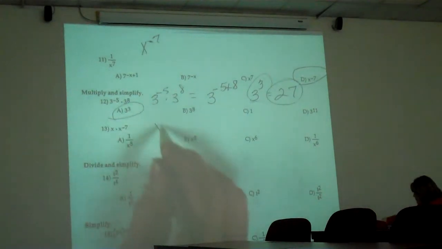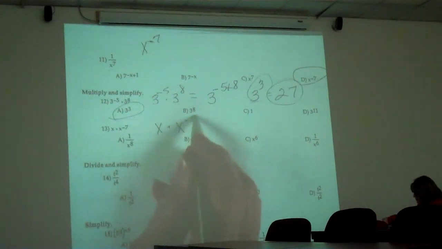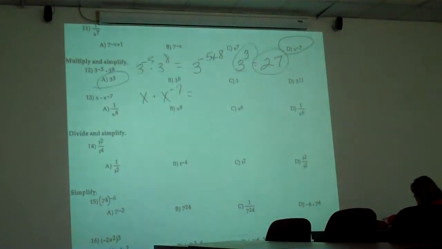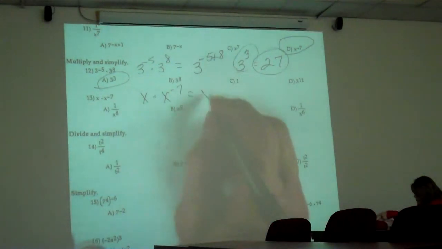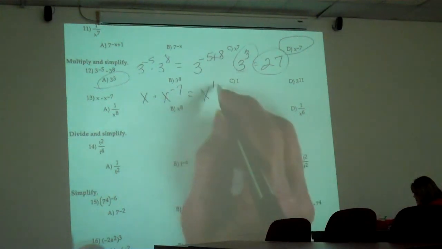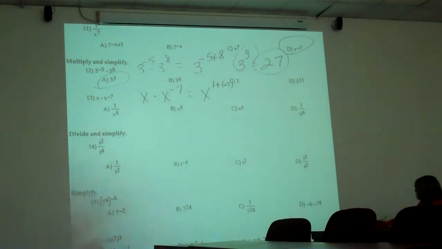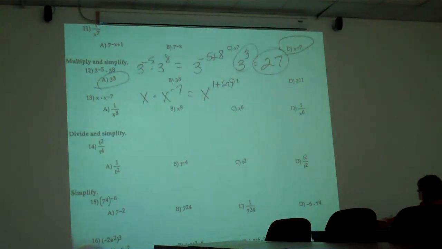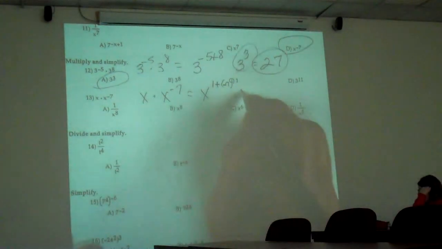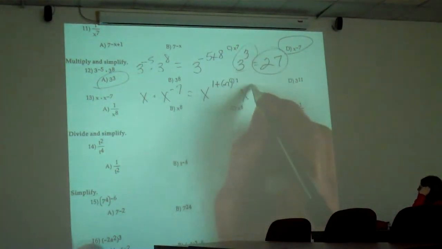Okay, here we have x times x to the negative 7. We're still adding exponents, right? Because it's multiplied. So you have x to the 1 plus a negative 7. We have negative 7 and positive 1. What's the exponent? What's 1 plus negative 7?